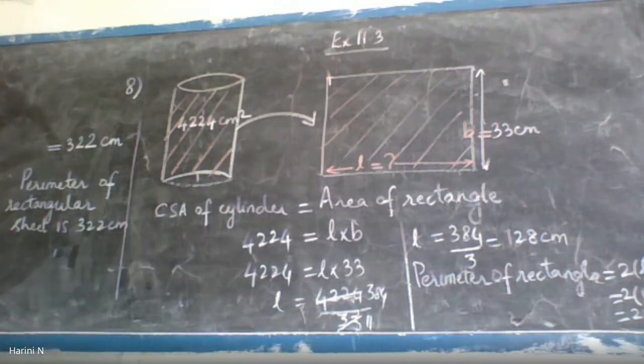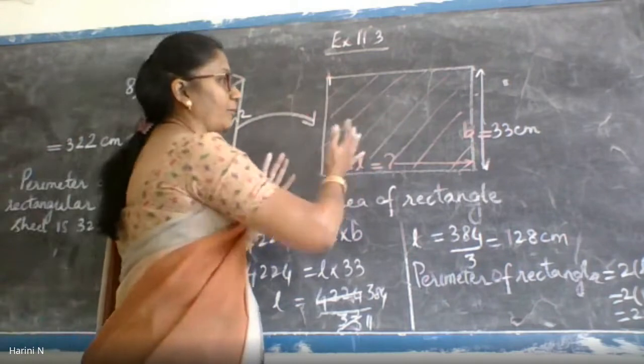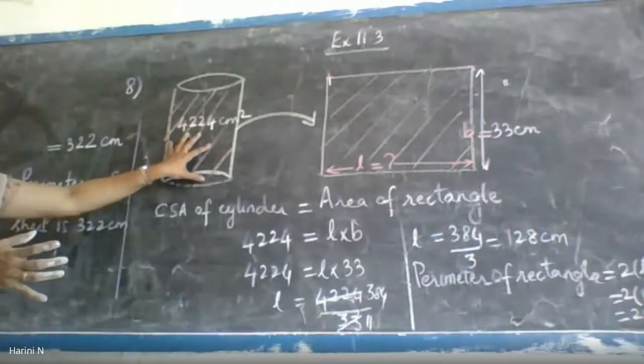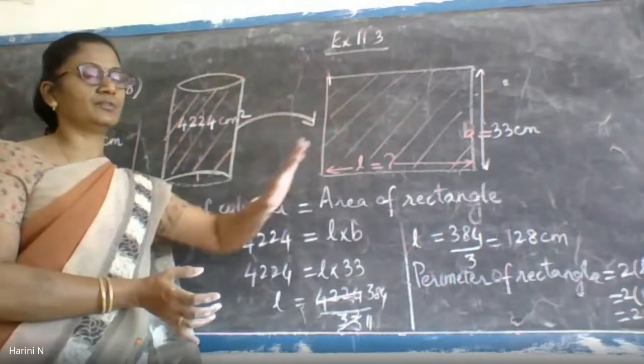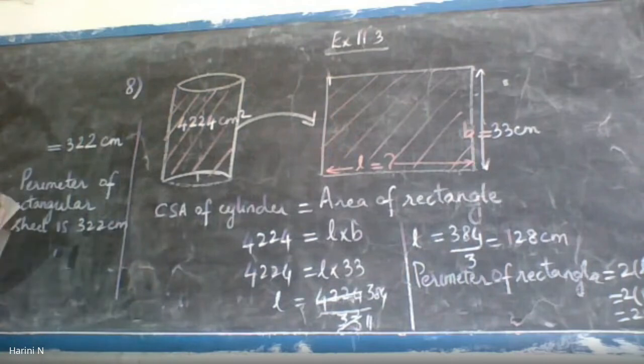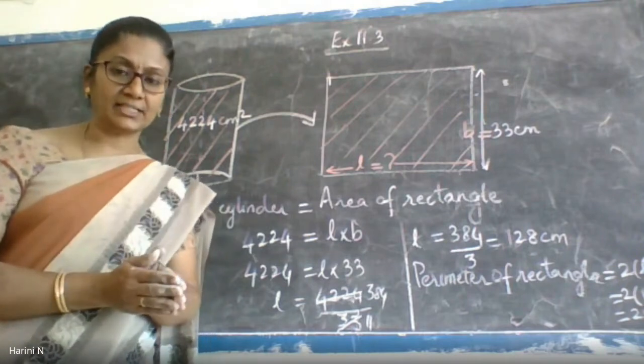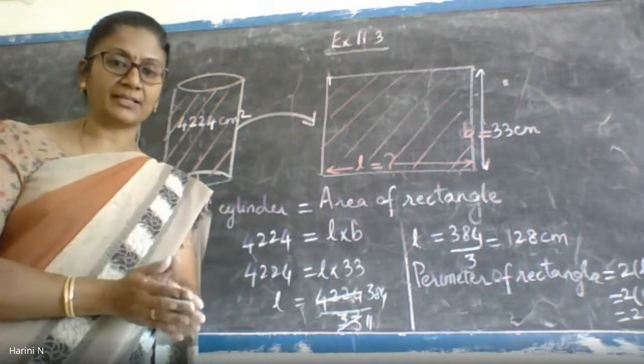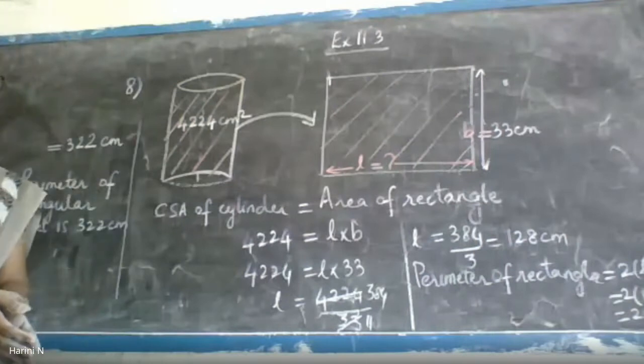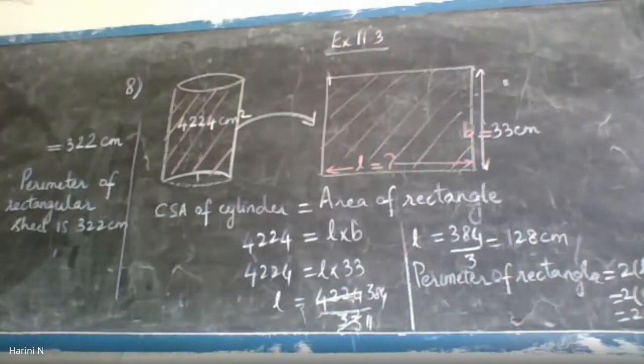Here, this kind of problem will come. You should know that the cylinder is opening up to form a rectangle. So, the CSA will be equal to the area of the rectangular sheet. This understanding you must have. This is why we have done the practical activity. When you cut open a cylinder, you will get a rectangular piece of sheet. Alright, any doubts?